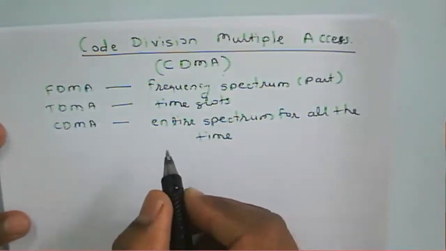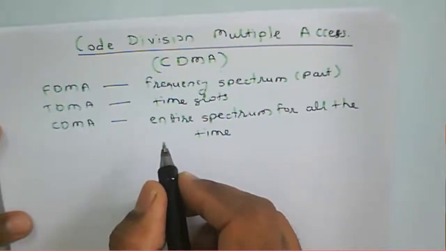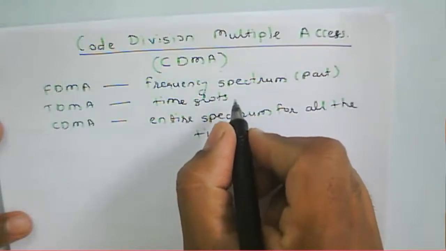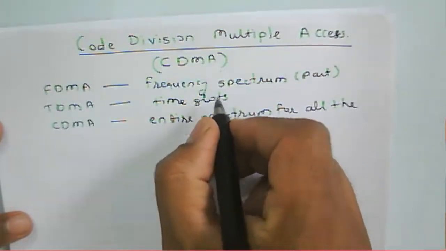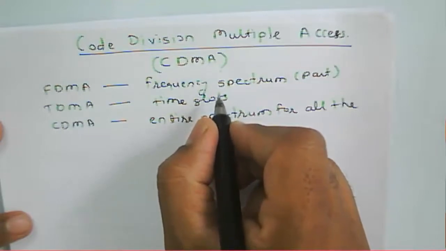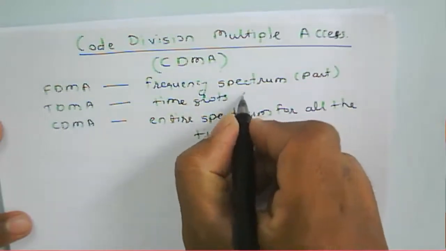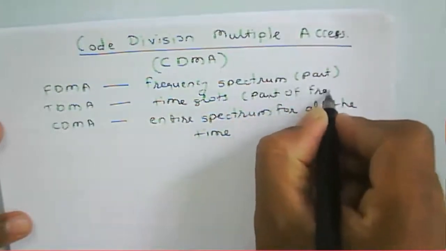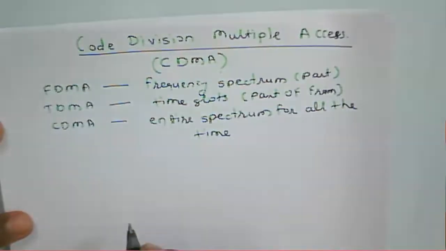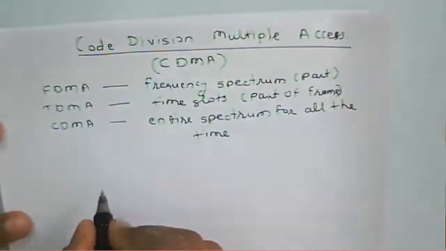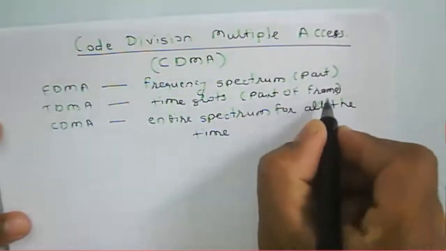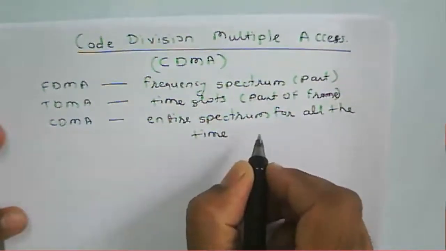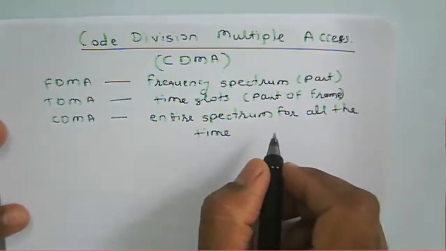And in a TDMA system, users share the available time and they are using a part of the frame and the entire spectrum. Now here, in TDMA, the entire spectrum and part of a frame is utilized, but in CDMA, the entire spectrum for all the time is available.